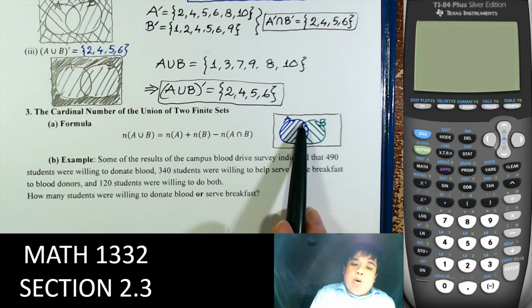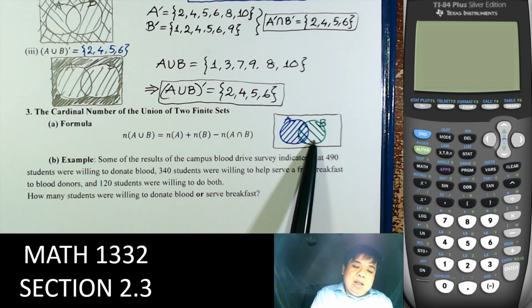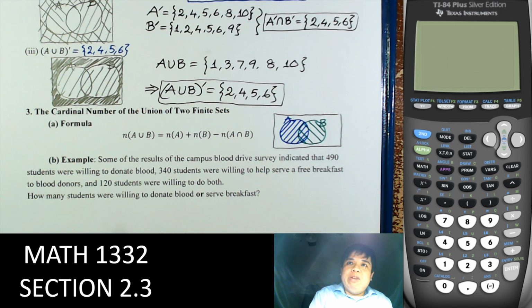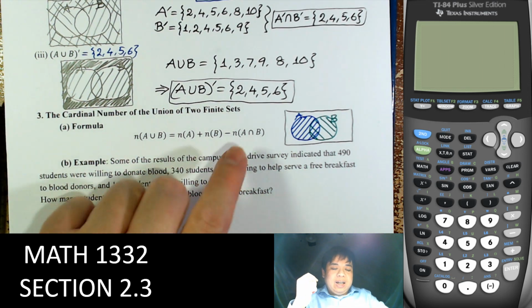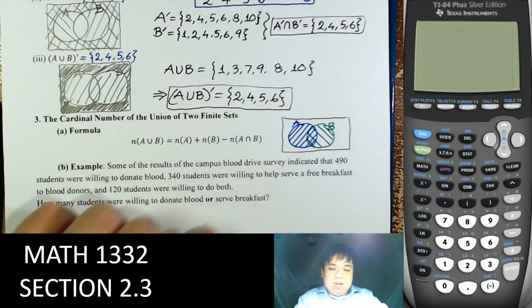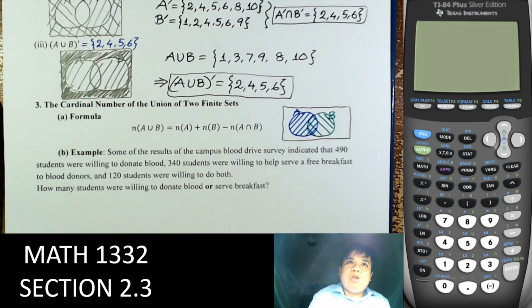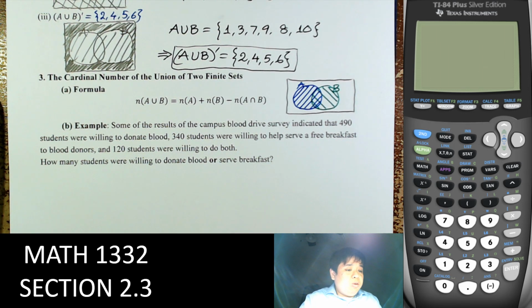Now, as you see, the overlapping we count twice. So when we count A and B, we have to subtract the overlap, because the overlapping we counted twice. So I have to take one of it out. So A plus B, and then subtract the overlapping or the intersection. So that's what we have. Right. So we have an example for that.